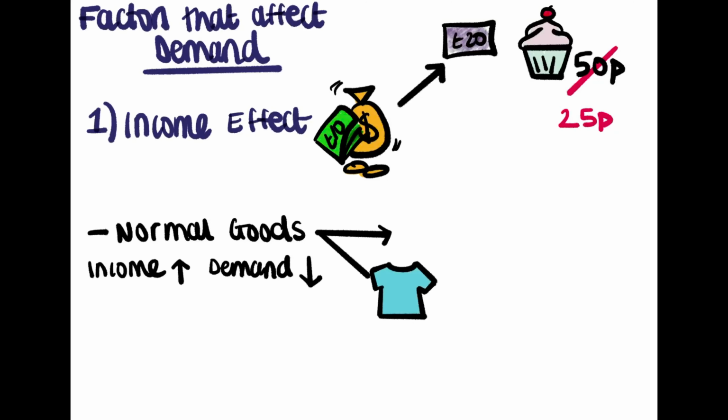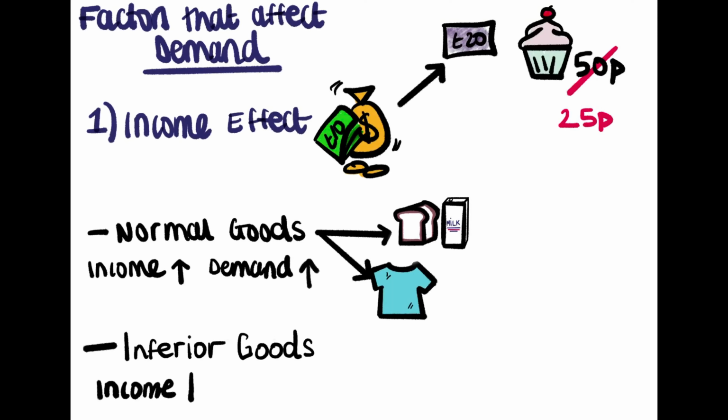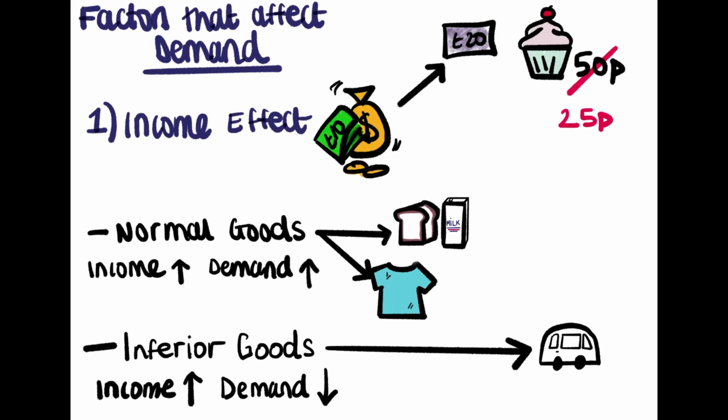Normal goods see an increase in demand as income increases, and some examples include items of clothing or essential food items. Inferior goods, on the other hand, see a fall in demand as income increases. So typically, as income increases, people use less public transport and they buy less tinned or canned food.